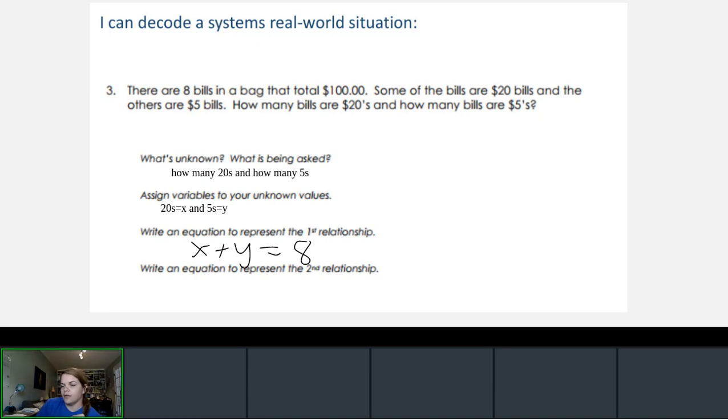Of those, when the 8 bills are all in there, the total is $100. So I have 20 times X, okay? So the 20X, X represents my $20 bill. So if I have one $20 bill, it's 20 times 1. I have $20, okay? If I have $5 bills, that's going to be 5Y. Okay, so if I have one $5 bill, plug in 1 for Y, $5. Okay, that total is going to be $100. So there you go. That's how you would write out your equation.